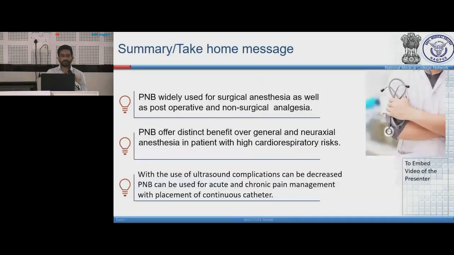Summary: peripheral nerve block is widely used for surgical anesthesia as well as post-operative and non-surgical analgesia. It offers distinct benefit over general and neuraxial anesthesia in patients with high cardiorespiratory risk. With use of ultrasound, complications can be decreased, and peripheral nerve block can be used for acute and chronic pain management with placement of a catheter, and we can use it as a continuous infusion and give intermittent boluses for both acute and chronic pain management.